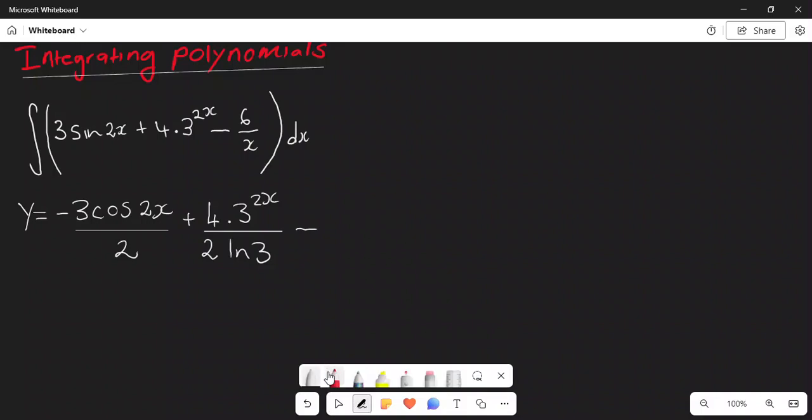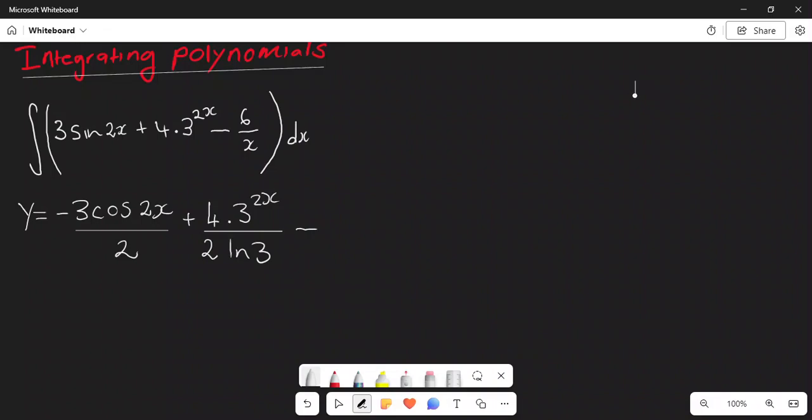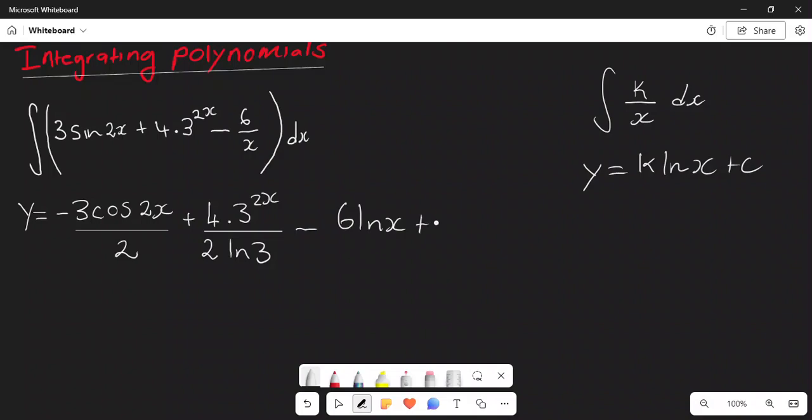So this is exactly how it looks like. It's the integral of k divided by x dx. When you integrate this, it's going to be k times the natural log of x plus c. Don't forget, this c means the indefinite integral. As you can see, our k here is 6, and then natural log of x, plus c now that we are done.